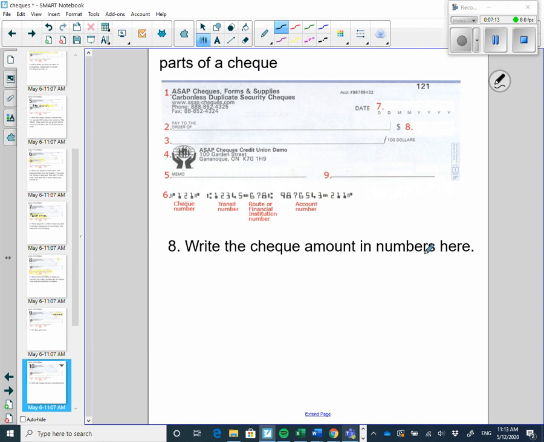You write the check amount in numbers right here. So this one has already got the 8 because that's spot number 8. So let's say it's back to our $50. So you would write 50.00. So there's 2 ways to describe the amount, and that sort of helps to discourage fraud.